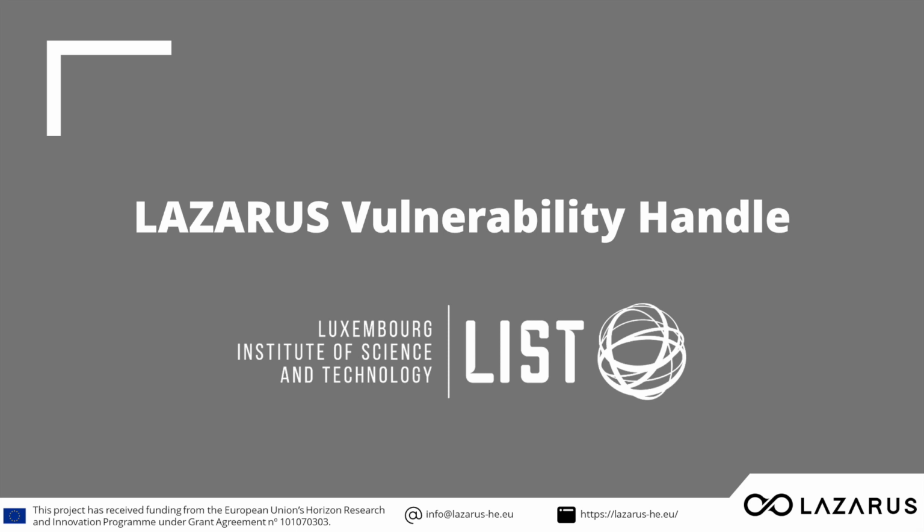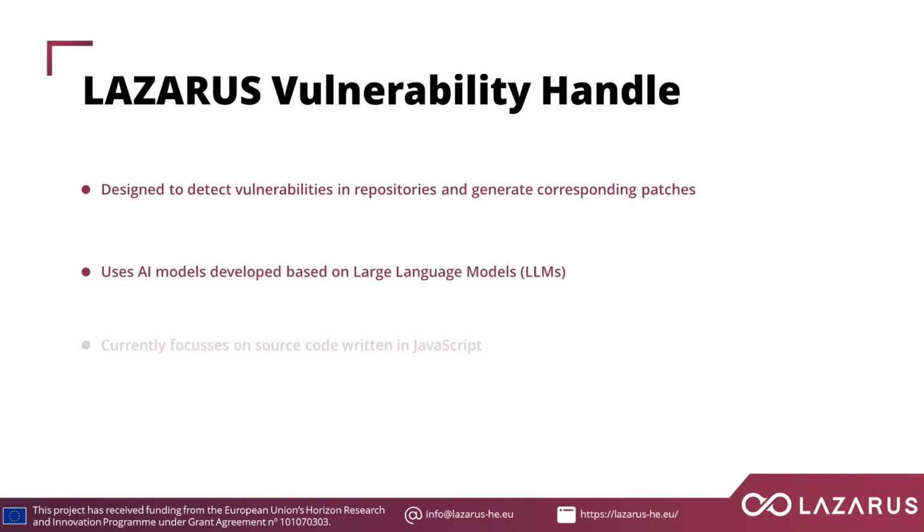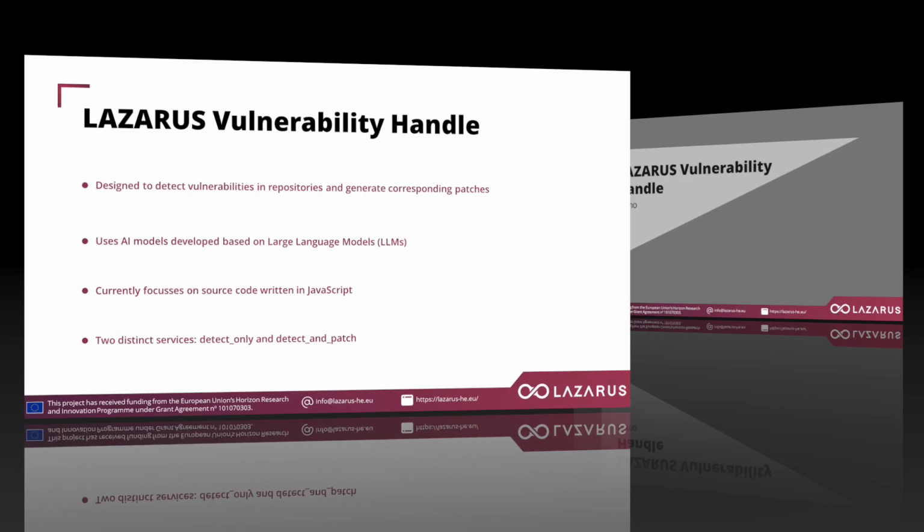LAZARUS Vulnerability Handle, a tool developed within the Horizon Europe project LAZARUS, is designed to detect vulnerabilities in source code and generate corresponding patches. It uses two AI models, developed based on large language models. Currently, this tool focuses on source code written in JavaScript. It allows two distinct services, detect-only service and detect and patch service.